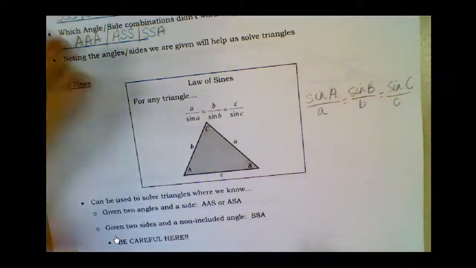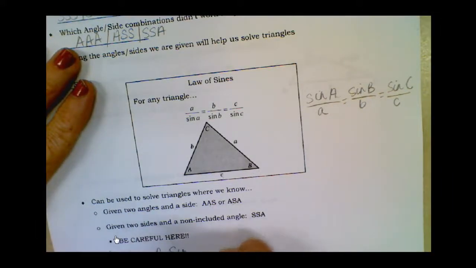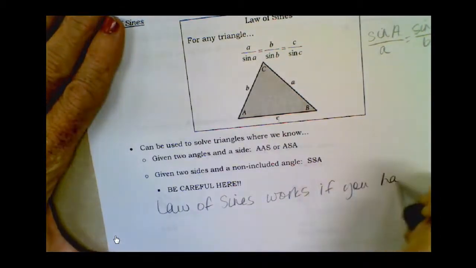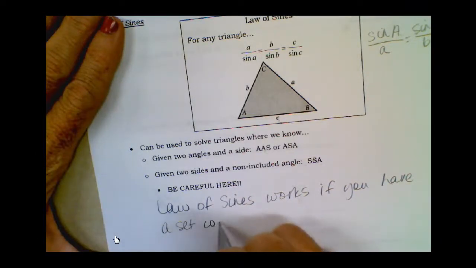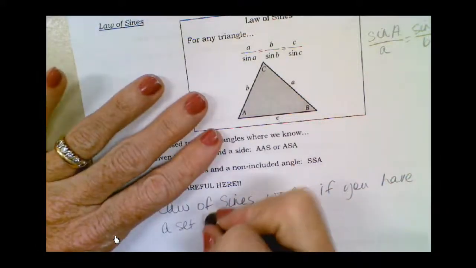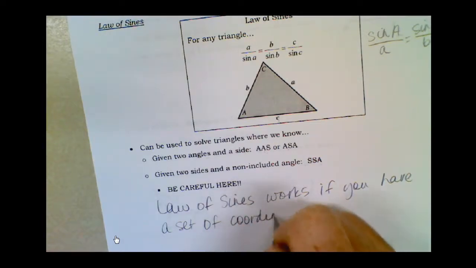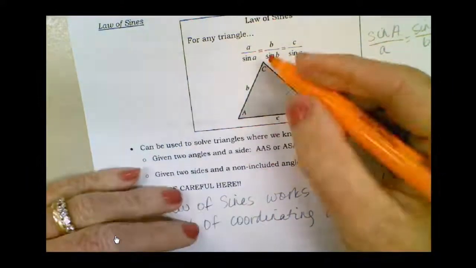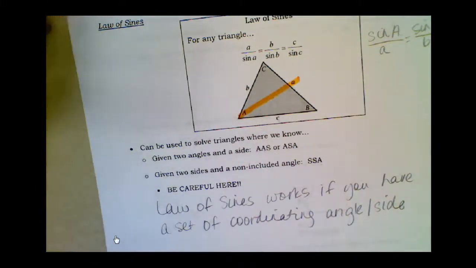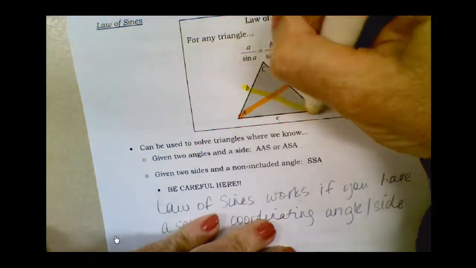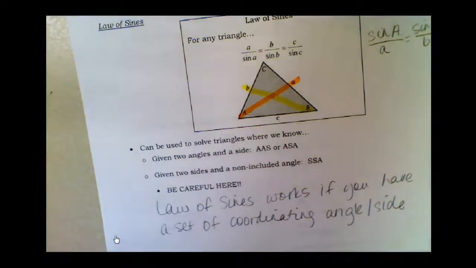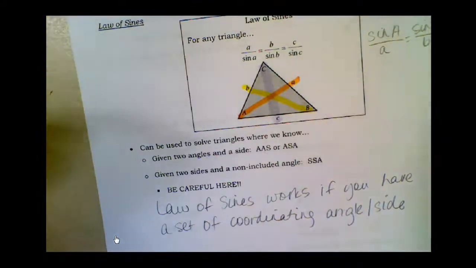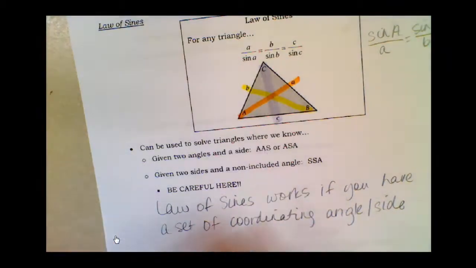What I would say is that law of sines works really well if you have a set of coordinating angle and its side. So for example, you have angle A and side a, or you have angle B and side b, or you have angle C and side c. Because what it gives you is a control, basically, that you know the ratio that is supposed to come out to. So now you can just set that equal to the ratio you don't know, but you know that the ratio has to be equal. You can solve for your side or for your angle.